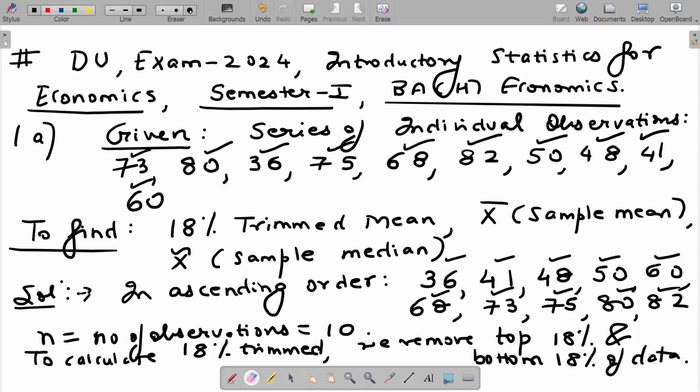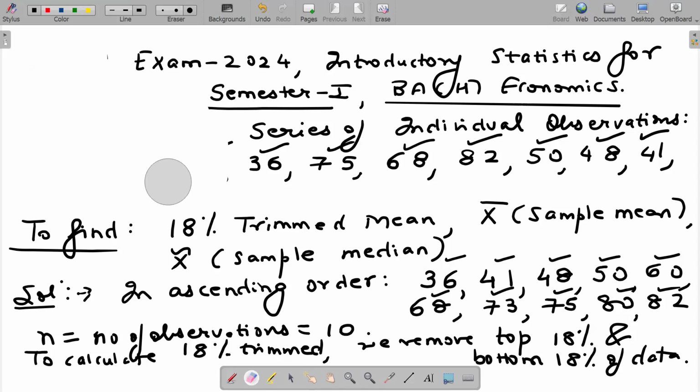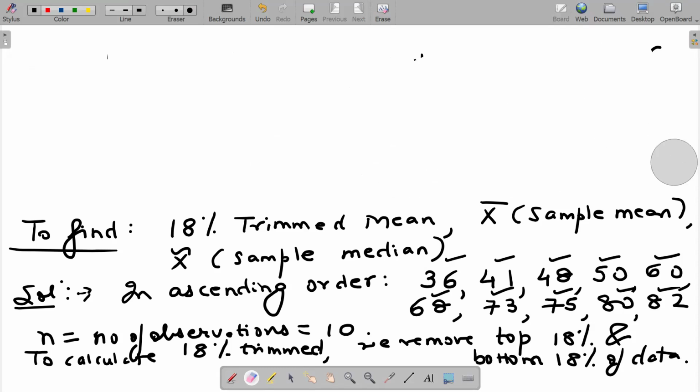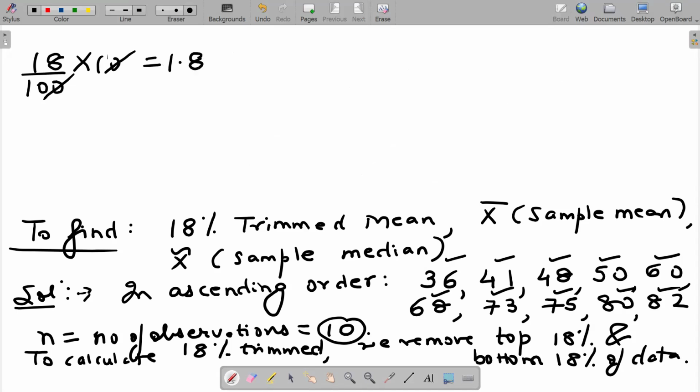Now I'm erasing the initial portion because we all know what we are doing. Now, how much is 18% of 10? 18% of the total number of observations, which is 10, is 1.8. That means I can roughly remove the first two observations. It's approximately 2, since 1.8 is closer to 2. That means I can remove this observation and this observation. I can remove the top two and I can also remove the bottom two.